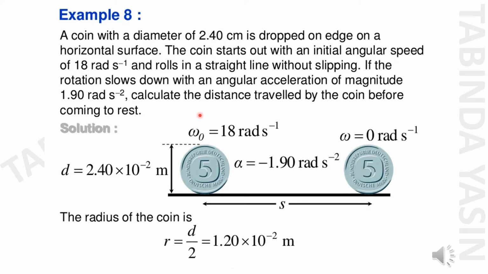We have a picture here. The diameter of the coin is d equal to 2.40 into 10 raised to the power minus 2 meter, and the initial angular velocity omega naught is 18 radian per second. Angular acceleration is 1.90, and the negative sign shows that it is reducing, and the final angular velocity is 0 radian per second. The radius of the coin can be calculated as r is equal to d by 2, that is 1.20 into 10 raised to the power minus 2 meter. We substituted the value of d, that is 2.40, and dividing by 2 gives 1.20 into 10 raised to the power minus 2 meter.